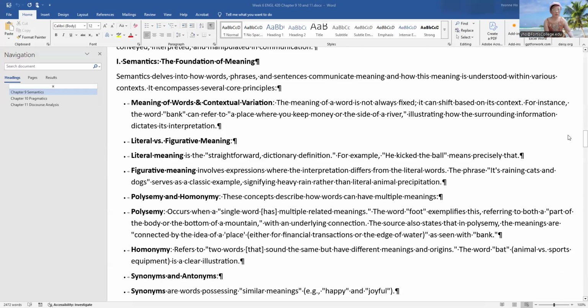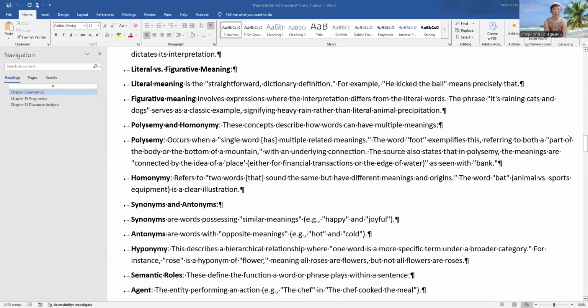Literal versus figurative meaning. Literal is the straightforward dictionary definition. Figurative meaning involves expressions where the interpretation differs from literal words, such as slang. Break a leg, right? Or hit the hay. That's it, I wanted to remember. She hit the hay. Literally, you're not going to go and hit the hay. Literally, hit the hay means you go to bed.